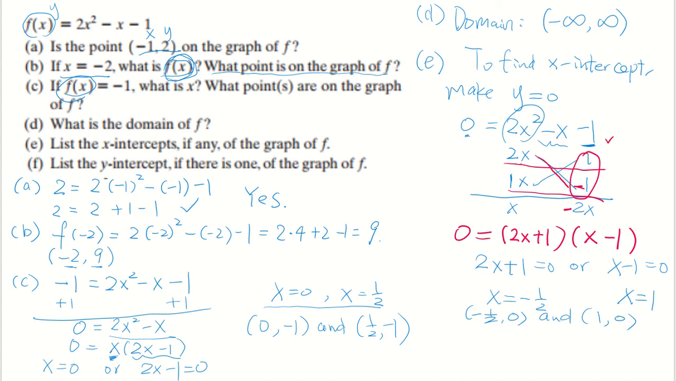Okay, the last one is F. We want to find the y-intercept. To find the y-intercept, you want to make x equal to 0. In this case, you want to find f of 0, which will give you 2 times 0 squared minus 0 minus 1, which is negative 1. So your y-intercept is 0 for the x value and negative 1 for the y value.